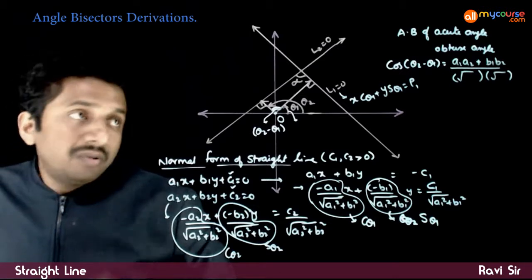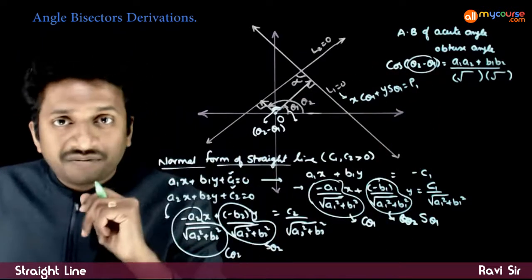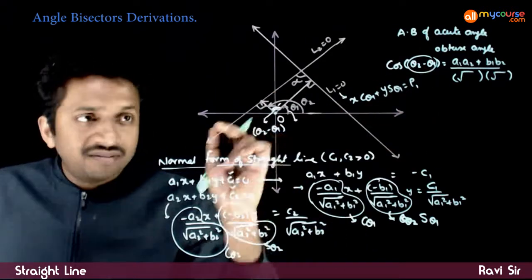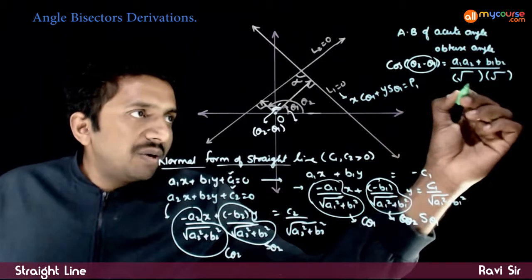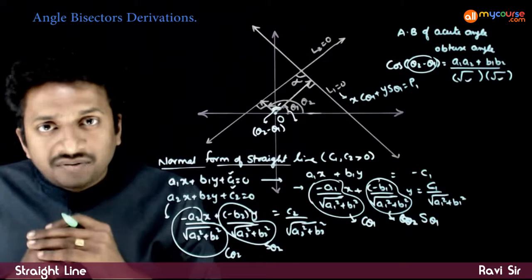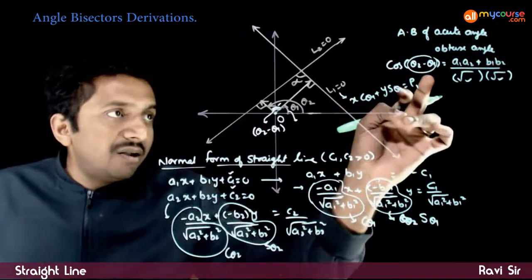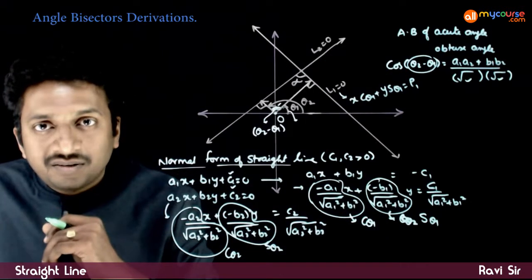Now as we know, if cos of theta 2 minus theta 1 is positive, then this angle is acute. If this is negative, then this angle is obtuse. The denominator is always positive because the root of this and root of this are positive. So the sign of this depends only on this. The sign of this depends only on a1 a2 plus b1 b2.